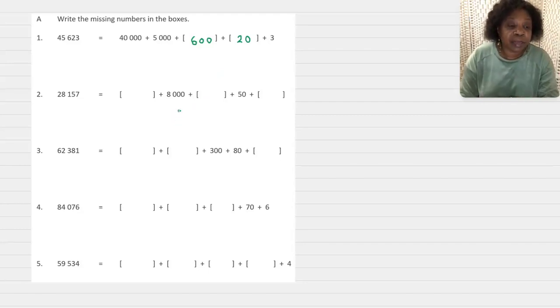Question 2, we have the number 28,157. The first thing we have to do is determine the value of the number 2, which will be 20,000. So we're going to put 20,000, 2 with 4 zeros, just like that. The value of the number 8 is 8,000, which means the value of the 1 will be 100, just like that.